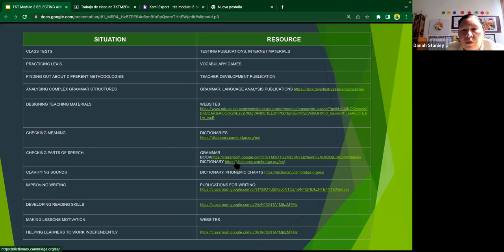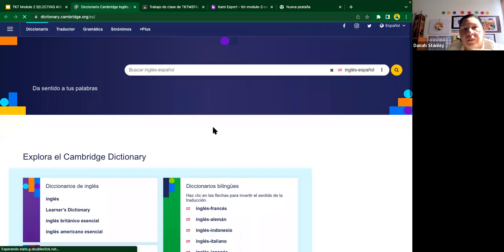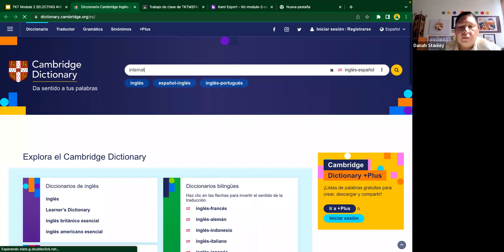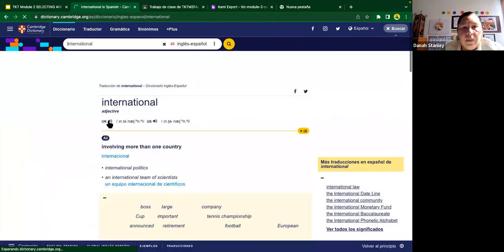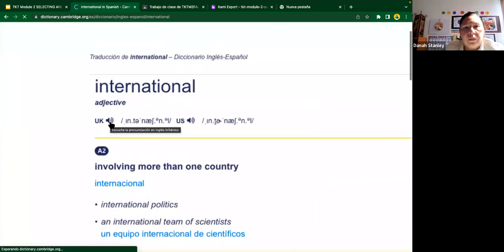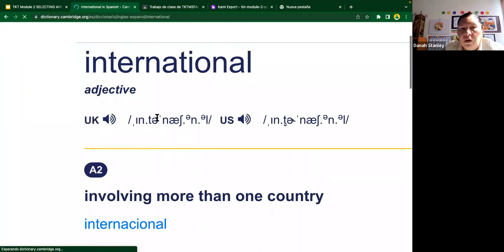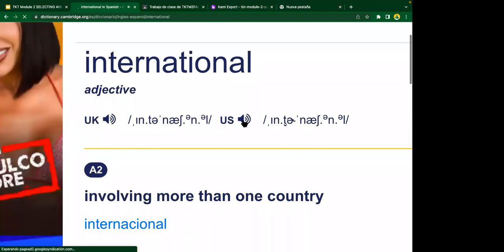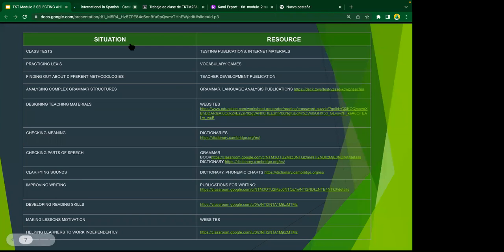Also, dictionary, bueno, the dictionary. Ay. Luego, clarifying sounds. Again, in the dictionary, you have the phonemic symbols, and you have the international pronunciation. So you are clarifying the correct pronunciation.